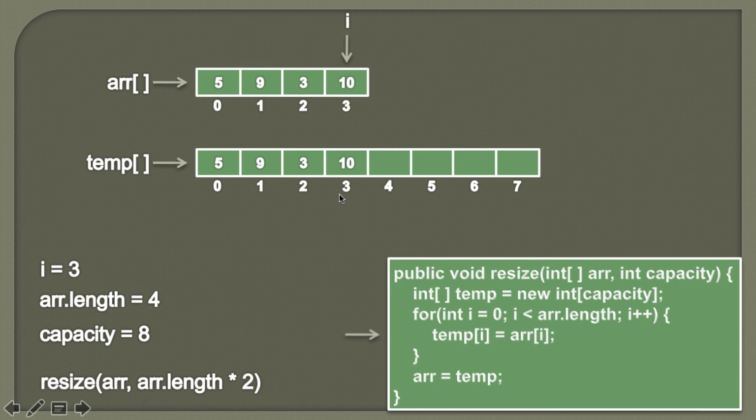Moving ahead, we'll increment the value of I by 1. So I becomes 4. And we know that 4 is not less than 4. So this condition comes out to be false. So therefore the for loop will terminate. Which actually makes sense because we have copied all the values of our original array to this temporary array. So this for loop will exit.